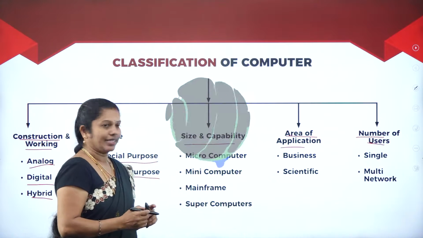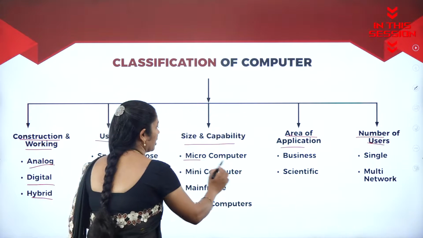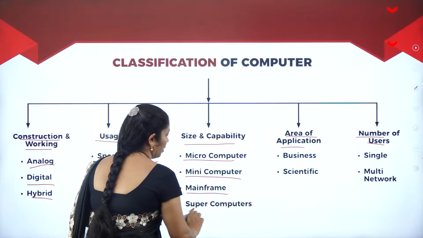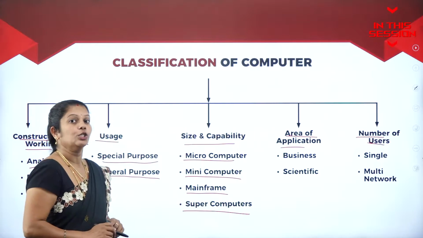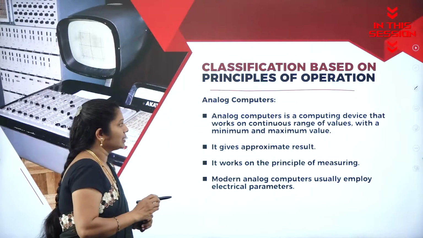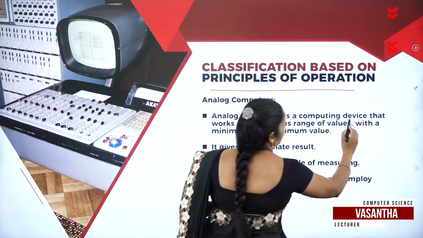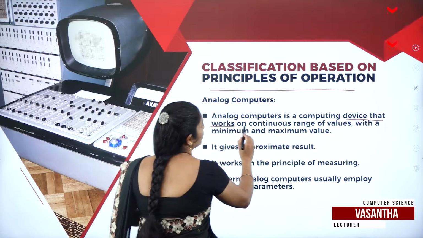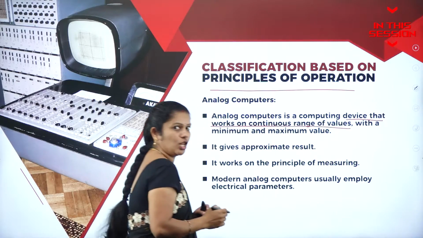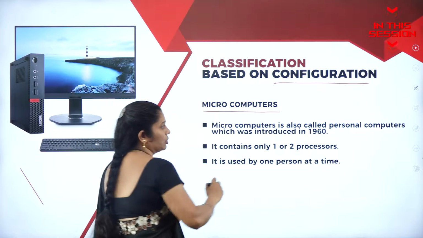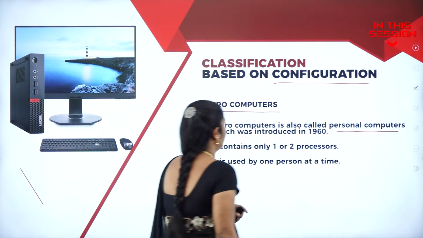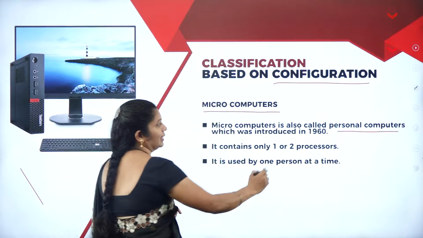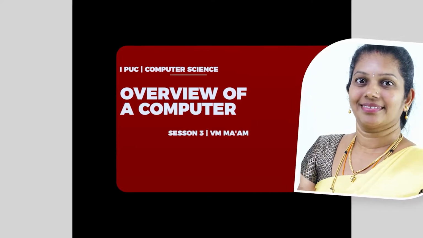When they come on size and capabilities, they're microcomputer, mini computer, mainframe computer, as well as supercomputer. Whereas analog computer are a device that works on continuous range of values. Microcomputer are also called as personal computers, which is introduced in 1960.